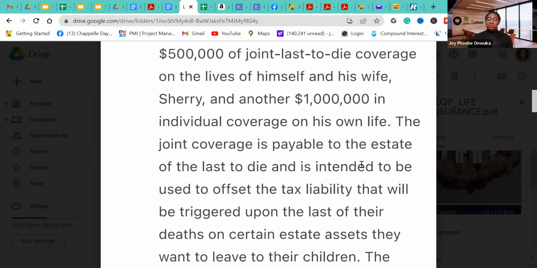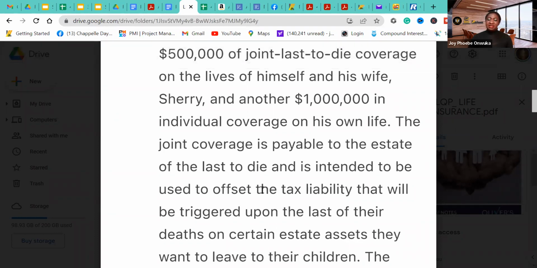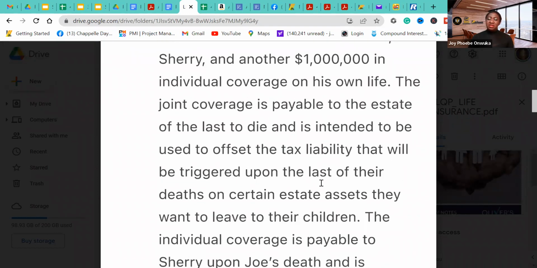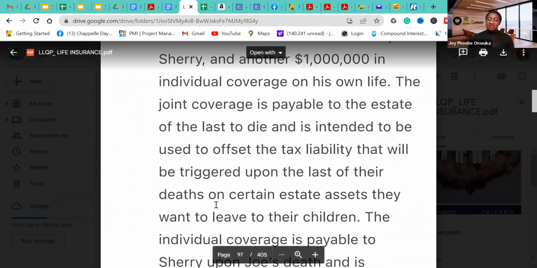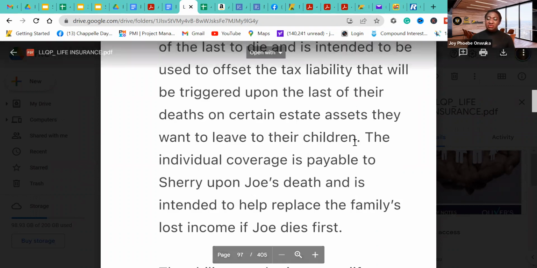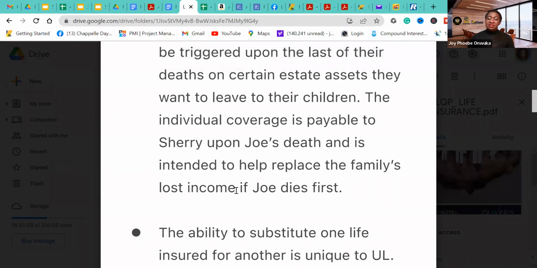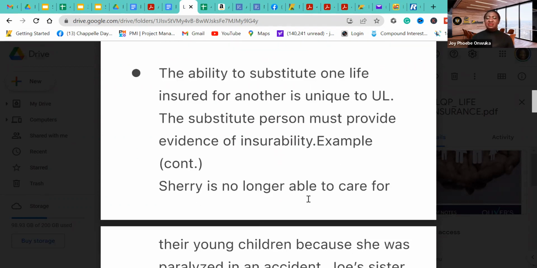The joint coverage is payable to the estate of the last to die and is intended to be used to offset the tax liability that will be triggered upon the death of the last of them on certain estate assets they want to leave to their children. The individual coverage is payable to Sherry upon Joe's death and is intended to help replace the family's lost income if Joe dies first. This is good stuff.